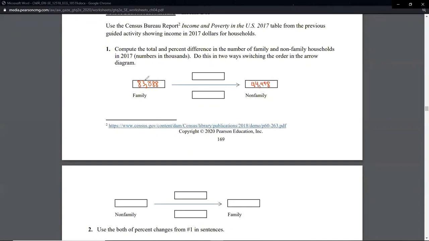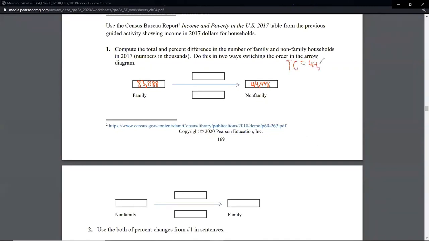So that's what we're calling original and new. Again, it doesn't really make sense to call them original and new because the family didn't happen first and the non-family happened second. This is just us saying we're going to be scaling everything to the family numbers. So the total change is the difference of these.